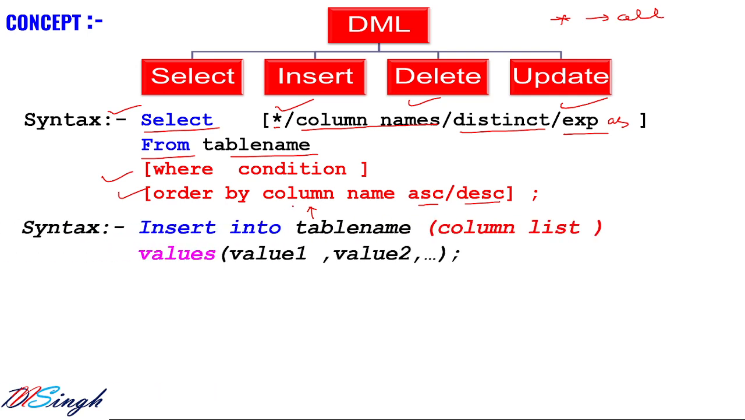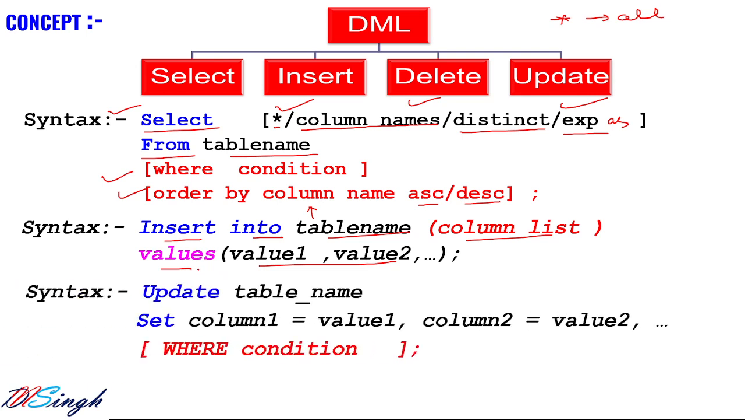Next is the syntax for insert. We will write INSERT INTO table name, then a comma separated column list, after that VALUES and the value list. So this is how the insert command works. Next command is the update command. Remember and keep in mind: UPDATE table name, then SET column name equal to value, second column name equal to value, and WHERE condition. While using the update command, keep in mind to write a proper condition. Otherwise it will update values for all the rows. So the condition is very important for update and delete commands.